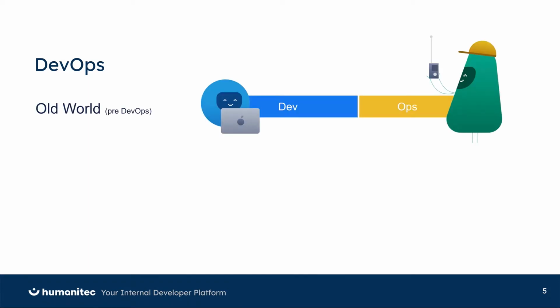So in the old world, we used to have developers who lived in their own little world, and we had operations people who lived in their little world. So when a developer wanted to have something released or deployed, they would pass the artifact over to the ops team, and then the ops team, who had access to all the infrastructure, would go and deploy that artifact into the infrastructure.